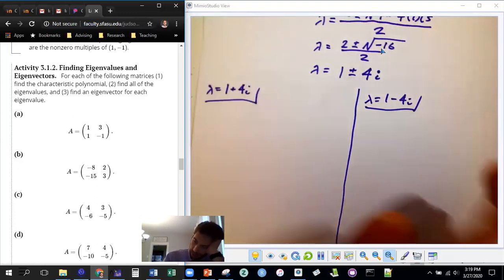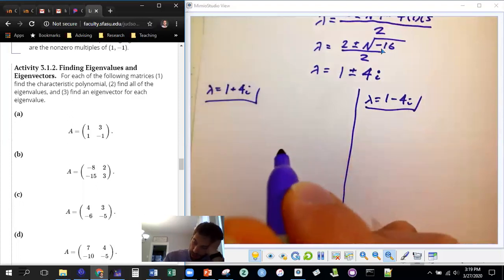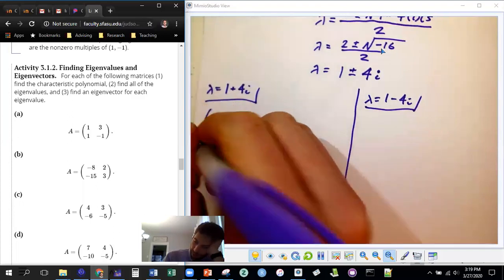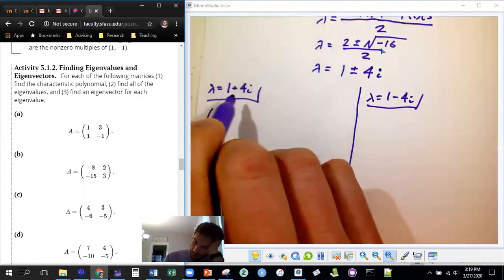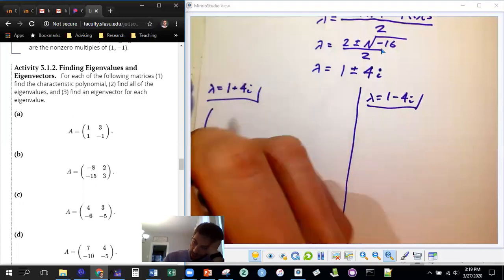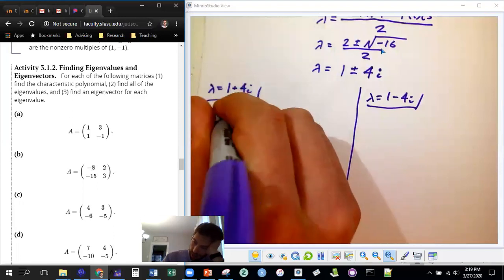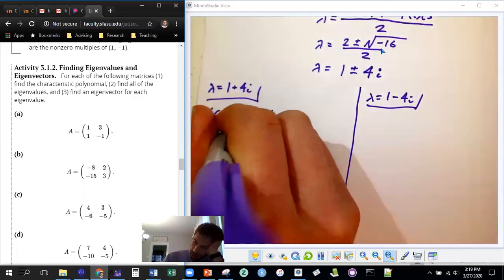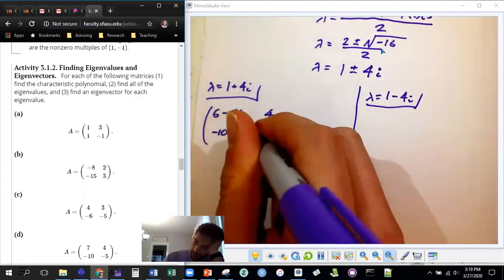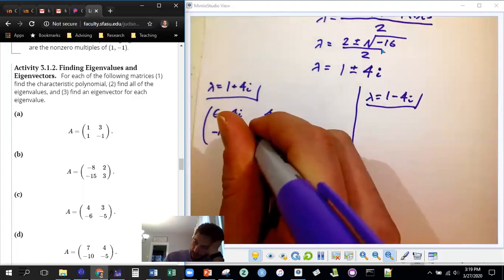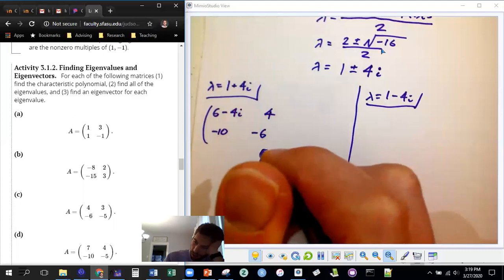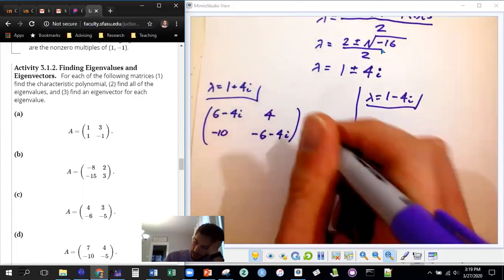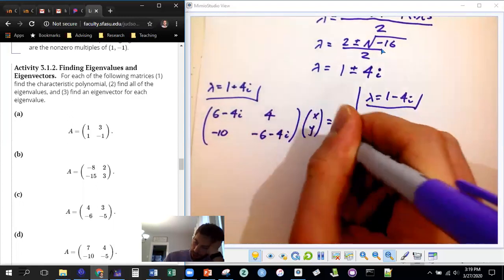Okay. Where do we begin? All right, so at least I don't have any divided by 2 here. Let's count our blessings. So put that in for lambda. So 7 minus this: 7 minus 1 is 6, minus 4i, and then 4. And then -10, and then -5 minus this is -6, minus 4i. Times x, y equals 0, 0.